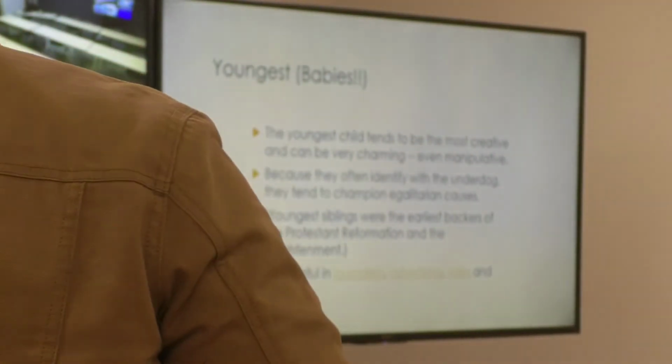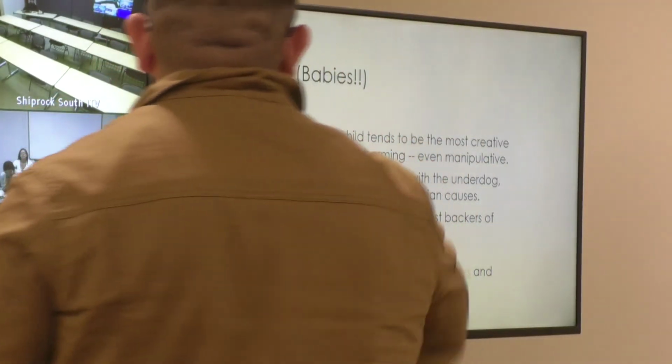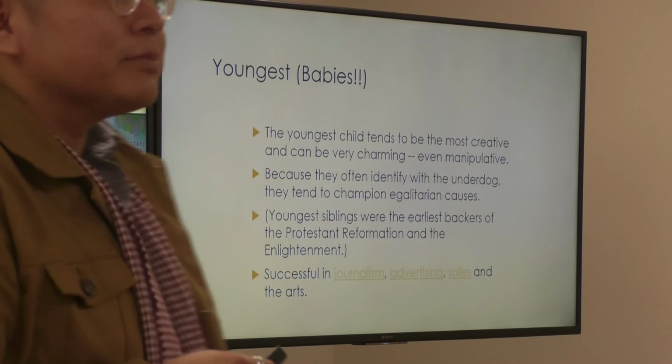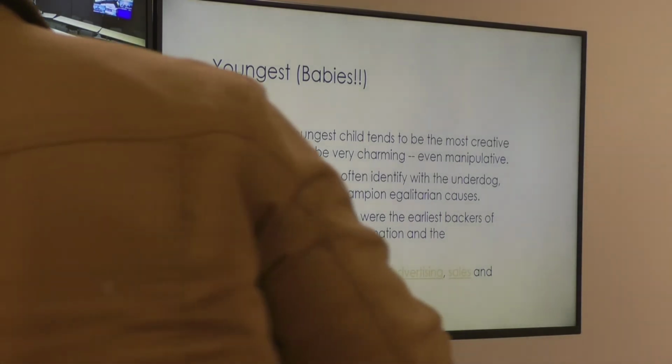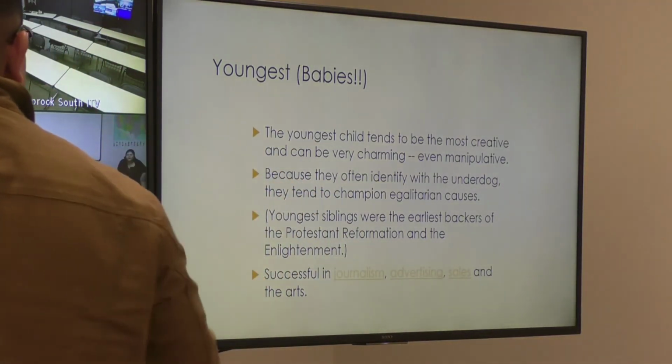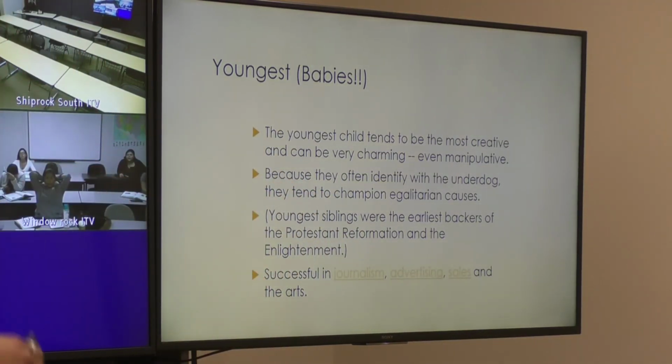Youngest babies. The youngest child tends to be the most creative. Yes, the most charming, and also the most manipulative. Why? Because they're so gosh darn cute. Because they often identify with the underdog. They tend to champion egalitarian causes. They're the ones who are literally protesting out there. They're the youngest siblings. Within that, they're good in journalism, advertising, sales, and the arts.